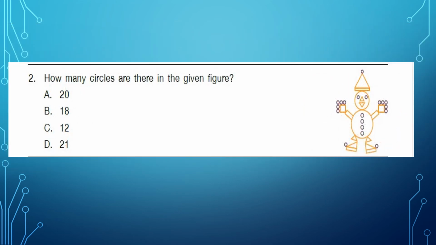Question number 2. How many circles are there in the given figure? Option A 20, option B 18, option C 12, option D 21. And the right answer is option D, 21.